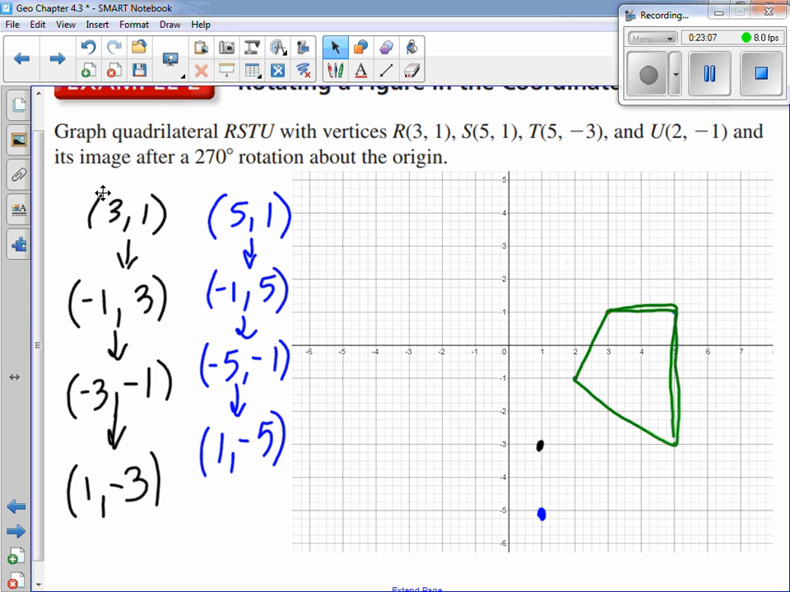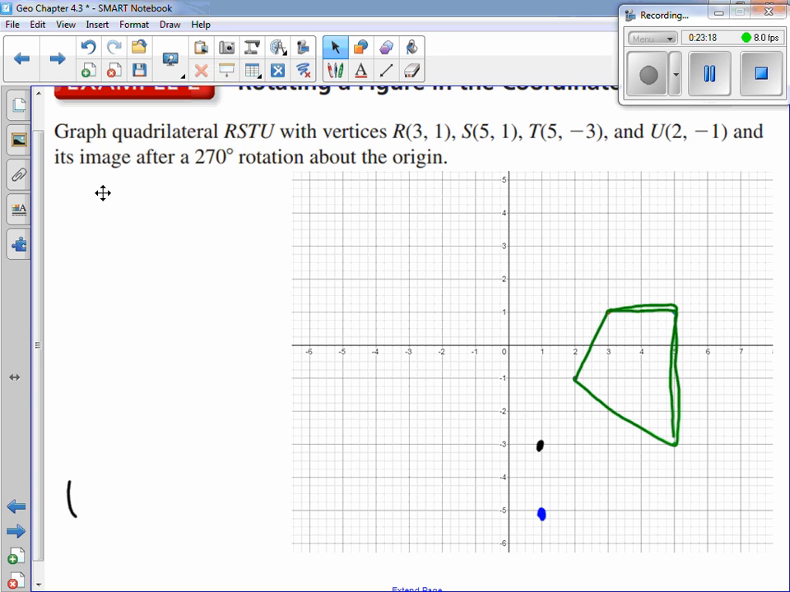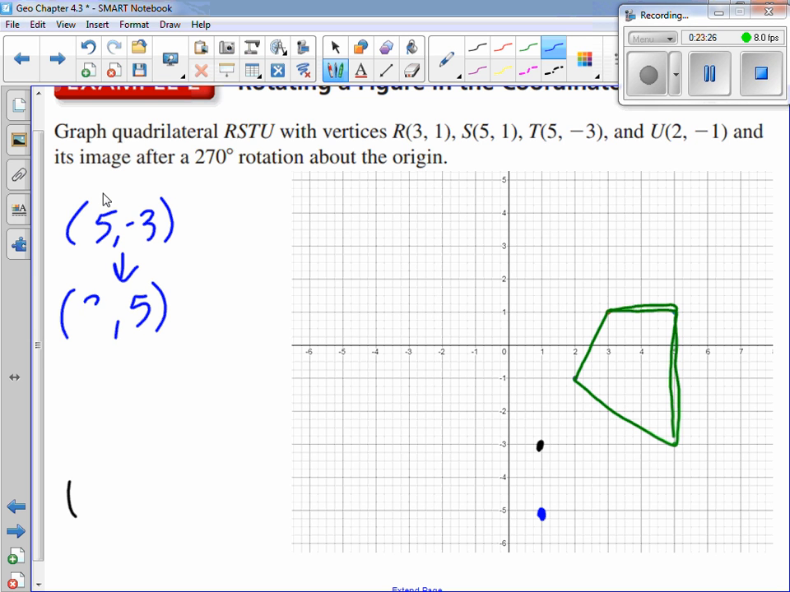So any questions on these first two, now that I have the first point actually correct? Are we good with these two here? Yes? Okay. Let's do it with the other two. 5, negative 3. So going counterclockwise again, we'll flip it and make the first negative, which would give us 3, 5. Again, we'll flip it and make the first negative, which gives us negative 5, 3. And if we do it one more time, we'd have negative 3, negative 5.